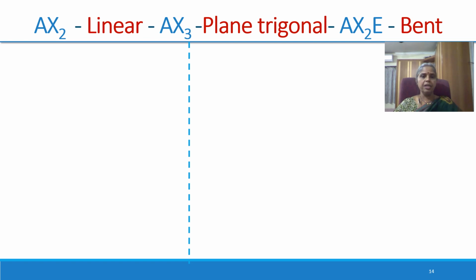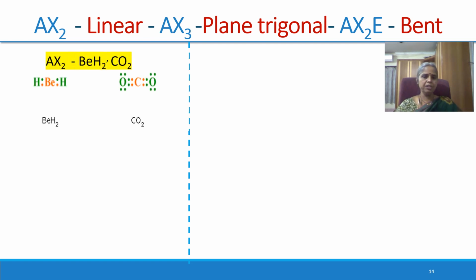You can see here an AX2 molecule. The example shown is BeH2. BeH2 has two bonded atoms. The central atom is beryllium here, and the central atom is carbon here, and the molecule is linear. Both molecules are linear. With respect to diatomic molecules, there is no problem at all, it is only linear.